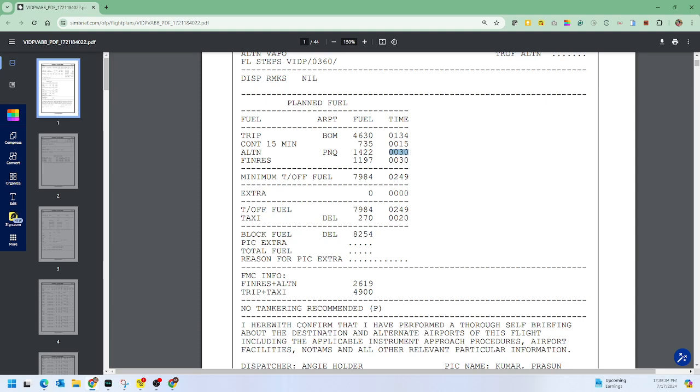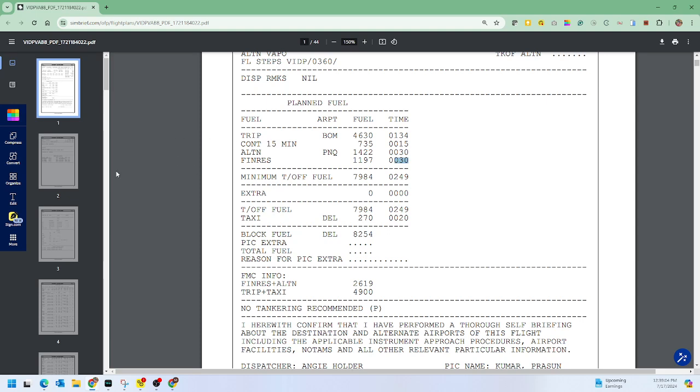Okay, so then we have FINRES. The full form of FINRES is: FIN for final, RES for reserves. So this is the final reserve. Again, this is for ensuring any holding or any emergency. We have a FINRES fuel of 1197 lbs, and the time is 30 minutes.